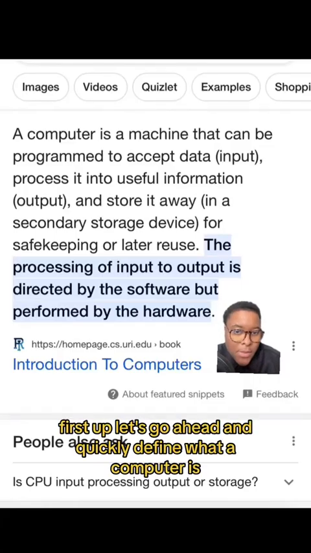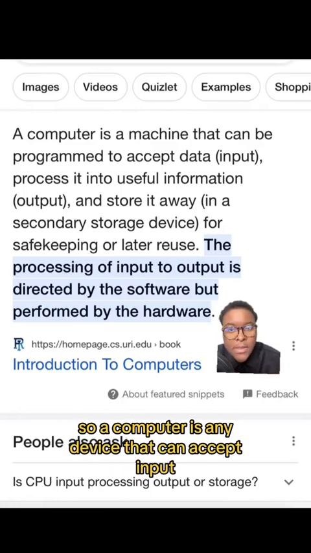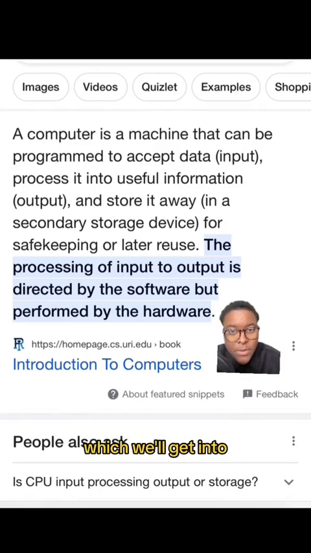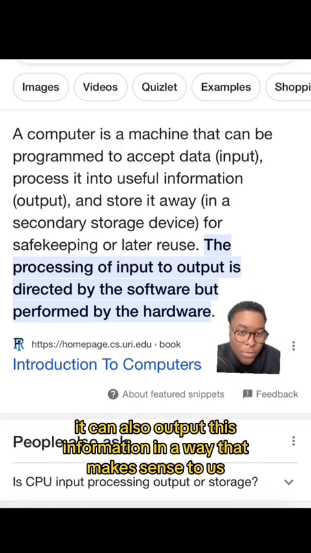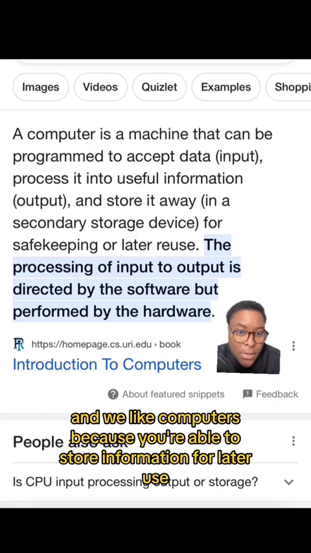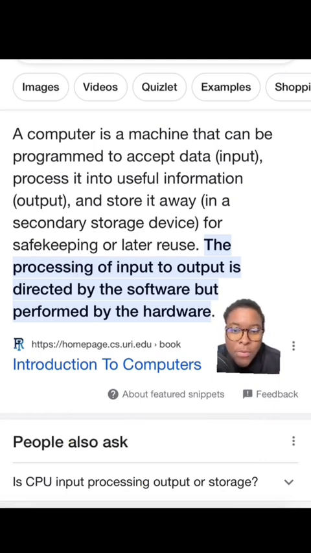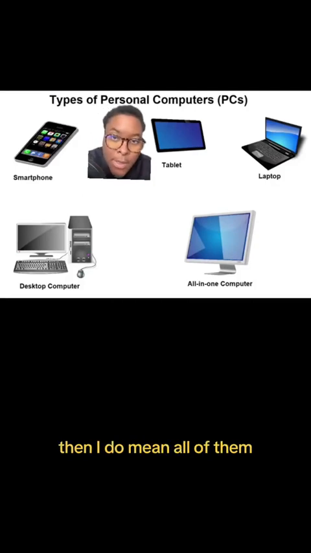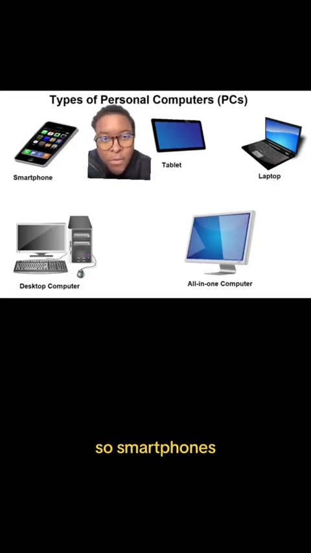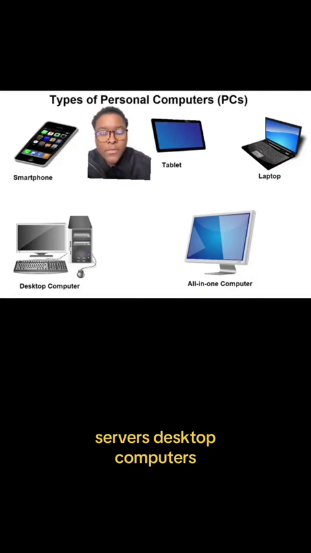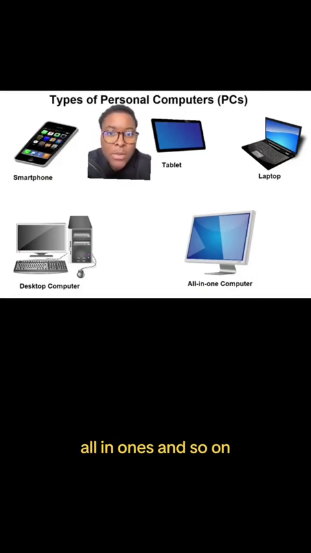First up, let's go ahead and quickly define what a computer is. A computer is any device that can accept input, which we'll get into. It can process information, and it can also output this information in a way that makes sense to us. We like computers because they're able to store information for later use. So when I say computer, I do mean all of them: smartphones, tablets, laptops, servers, desktop computers, all-in-ones, and so on.